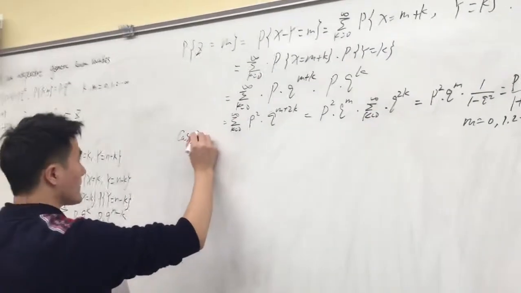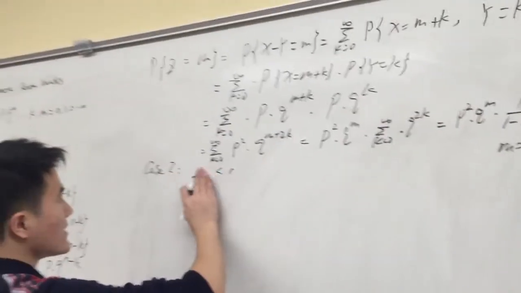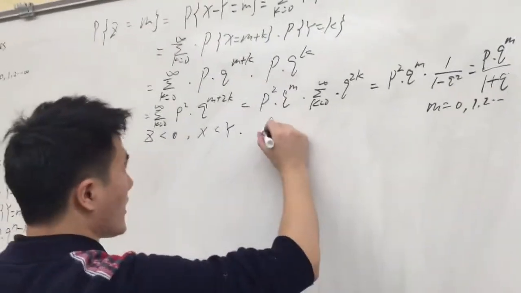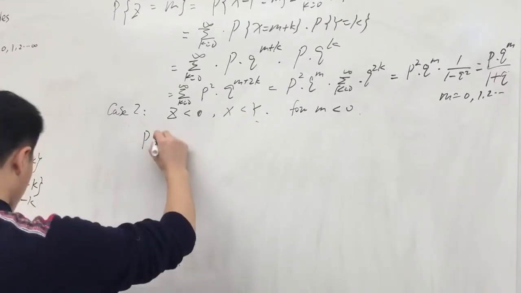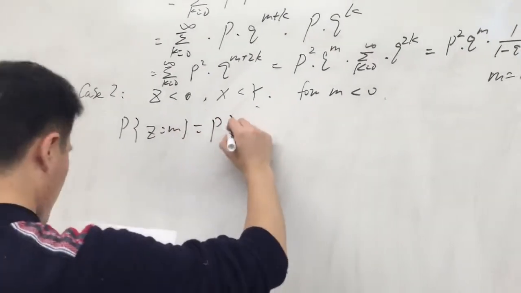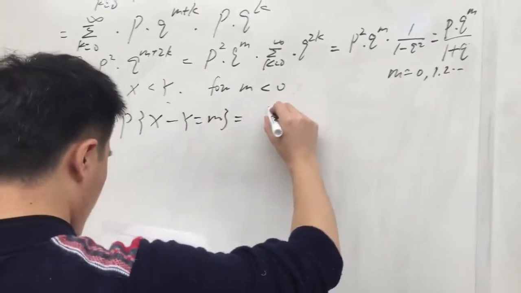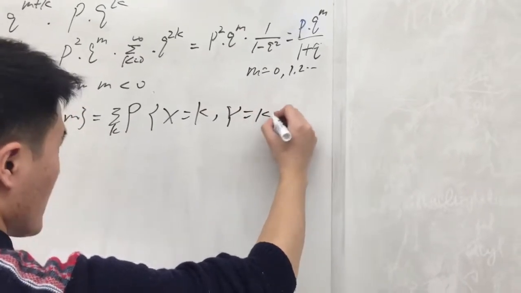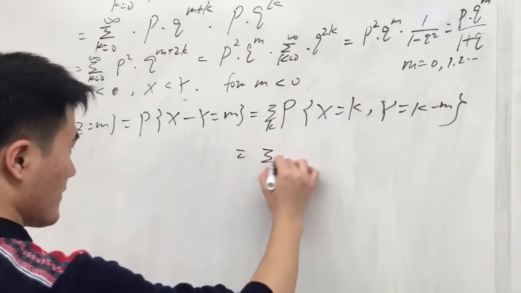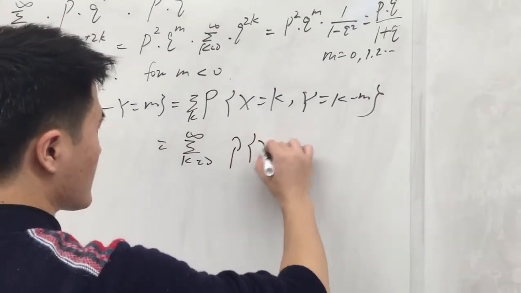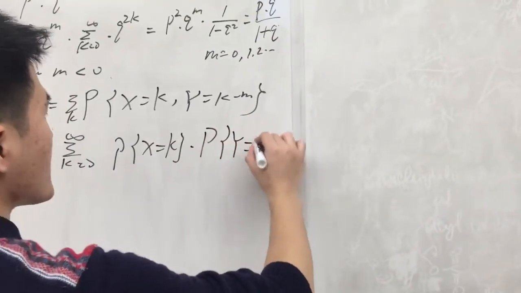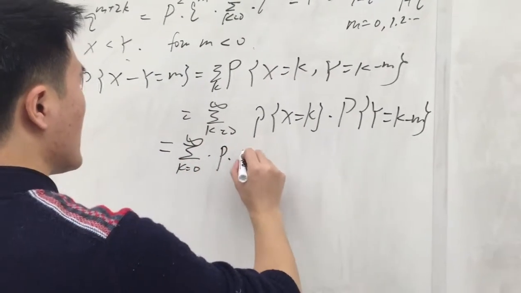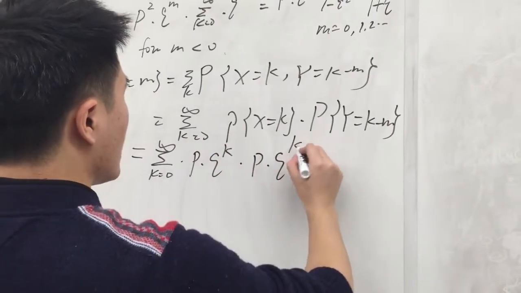For case 2, when Z is smaller than 0, that is X smaller than Y, for M smaller than 0, P(Z = M) equals P(X - Y = M). This is the sum over K of P(X = K, Y = K - M), for K from 0 to infinity. Since they are independent, we can get the sum for K from 0 to infinity of P Q to the power of K times P Q to the power of K - M.